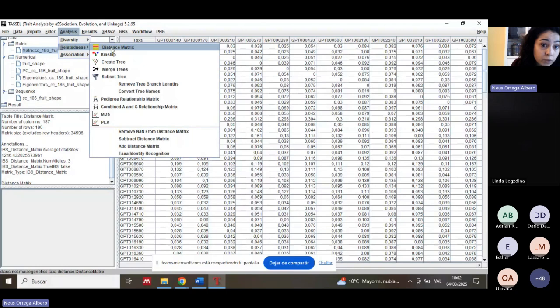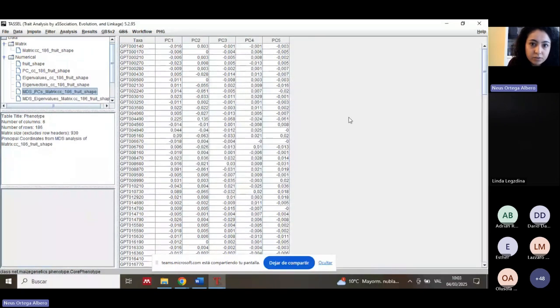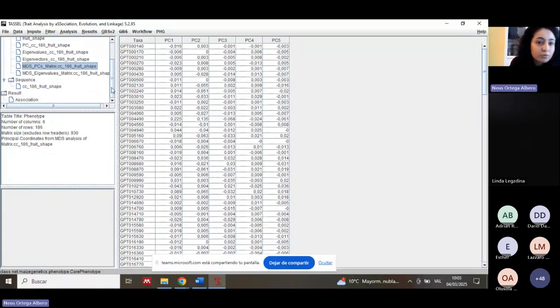So we do an MDS. It's like a multi-dimensional distance matrix. It's like a PCA, but taking into account the genetic information about distance, genetic distance among the individuals. Not going to bore you with this. So now we have this MDS PCA matrix. We are going to select this information about the genetic distance between the individuals, the sequence.